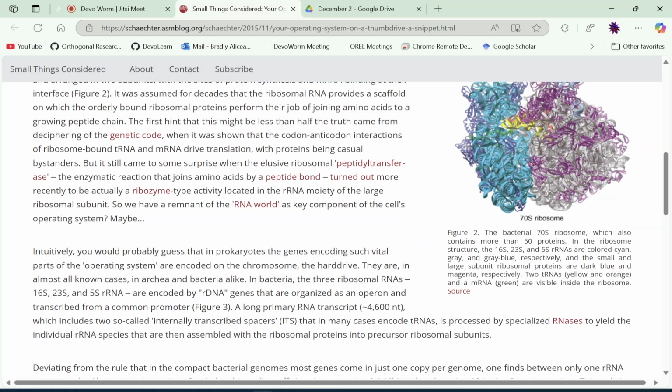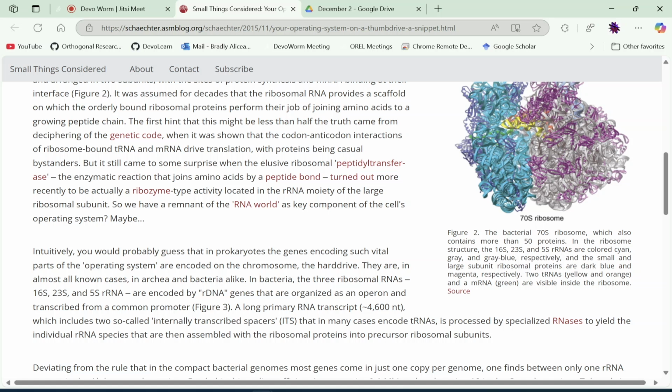So they're making this kind of statement about how the ribosome is doing maybe more than just producing proteins. We have this sort of RNA world remnant, where RNA was really the thing involved in passing information on in terms of heredity and life instead of DNA.